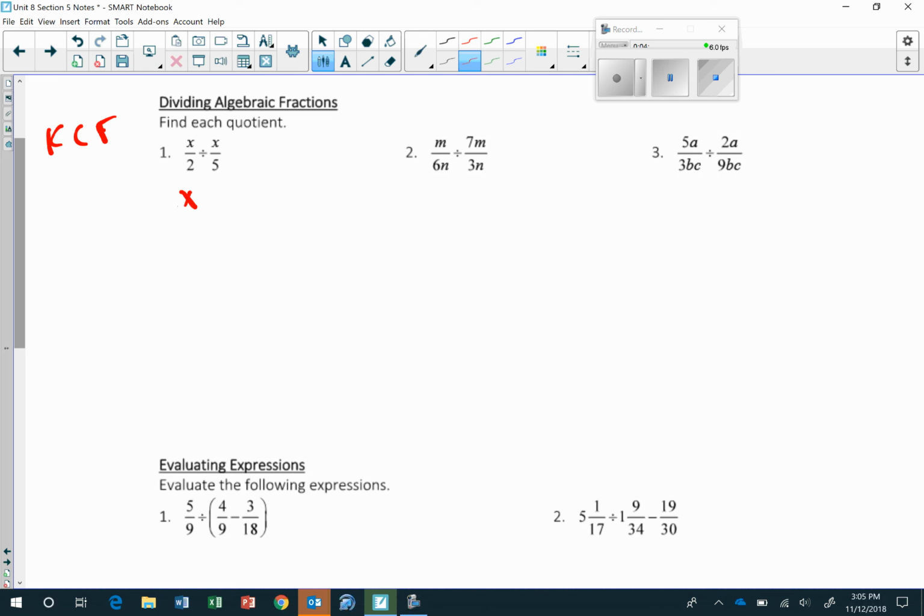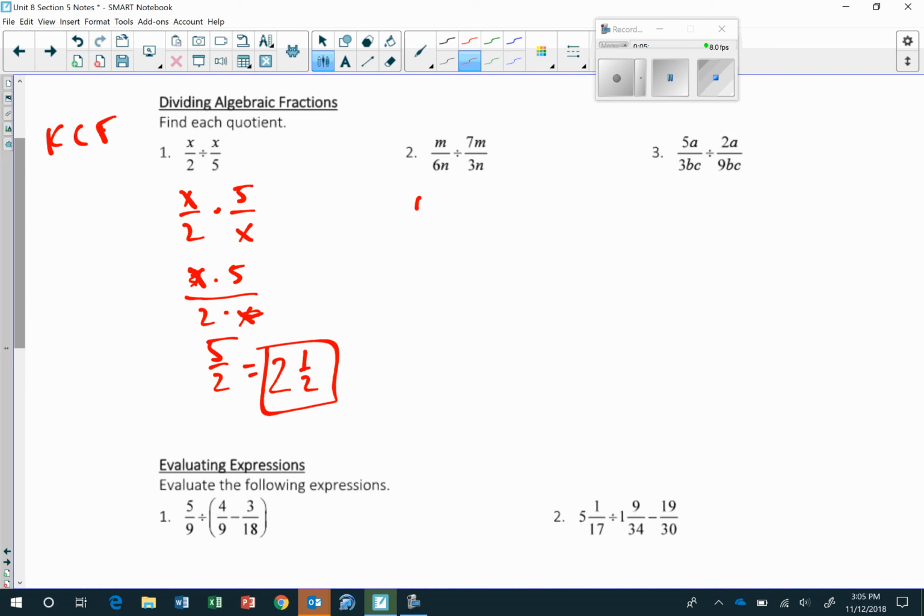So number 1, I keep my first fraction. I change division to multiplication. And I take the reciprocal of my second one, or I flip my second one. I can write it as 1 fraction. And then I have an x on the top and an x on the bottom, so those can cancel each other out. So I'm just left with 5 over 2, which is the same thing as 2 and 1/2.